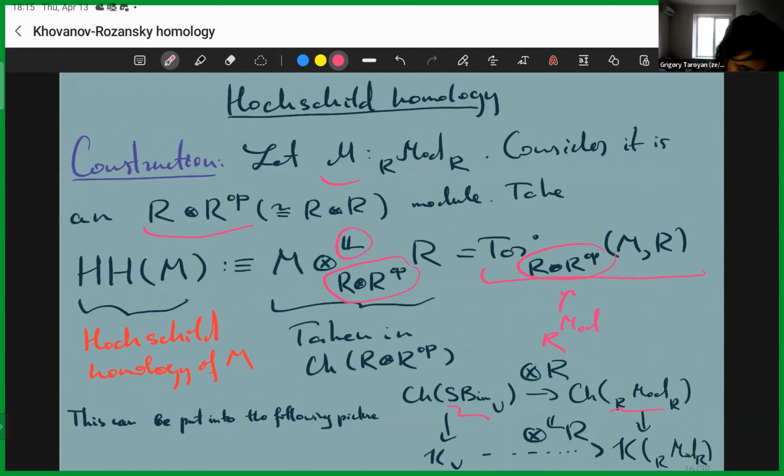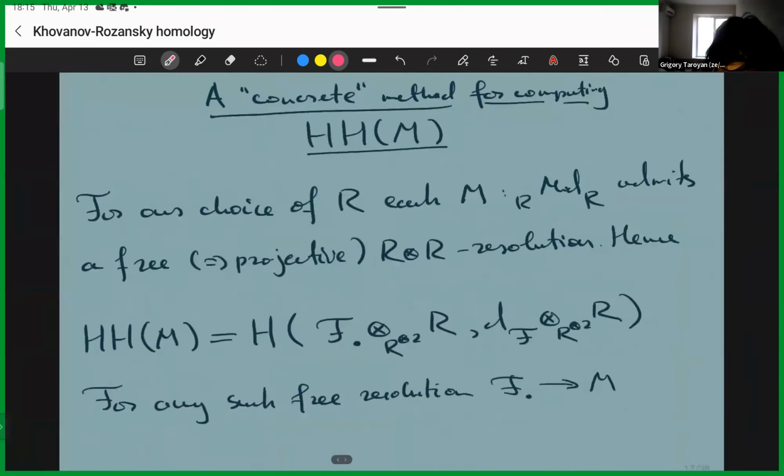That's the explanation of this letter L. So, a sort of concrete method for computing Hochschild homology: for any choice of R, each M, at least when R is, like in our case, polynomial, a bimodule, admits a free, hence projective, resolution over this tensor product ring. And hence, we can compute the Hochschild homology like this.